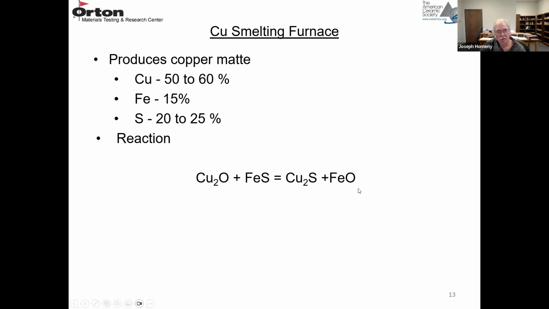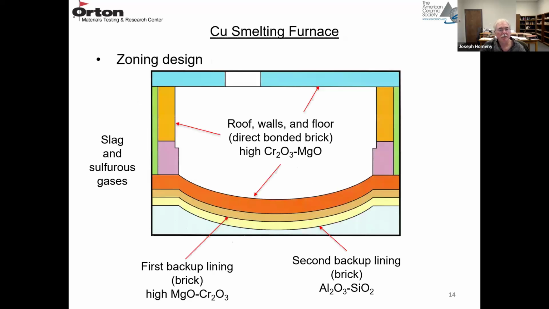So one of the reactions taking place is the copper oxide plus the iron sulfide forming a copper sulfide, and then the iron oxide. So you're forming these stable copper sulfides in this copper matte.